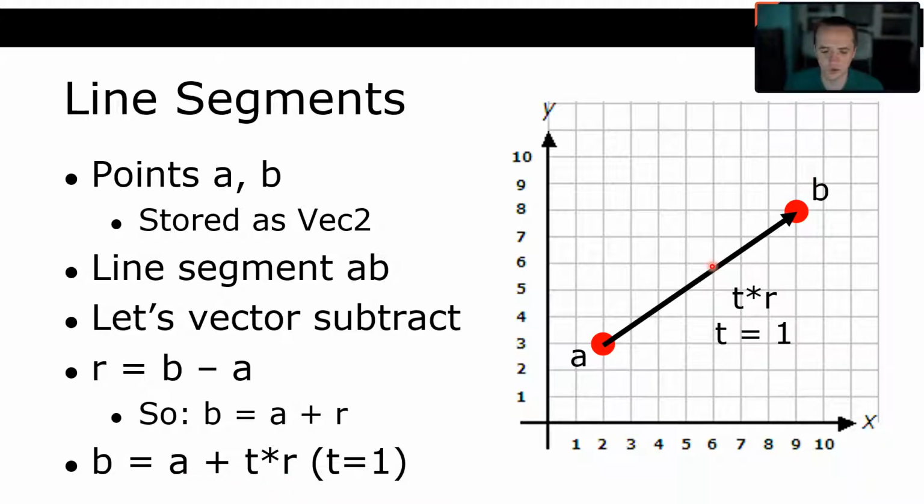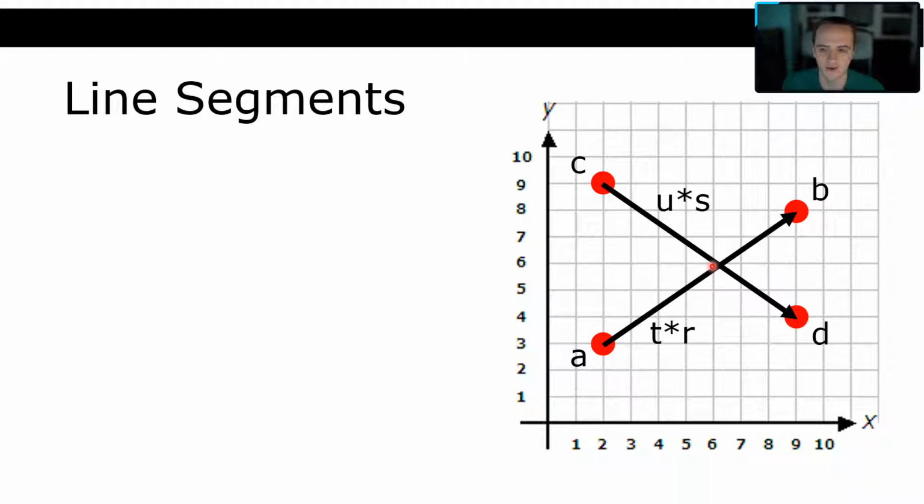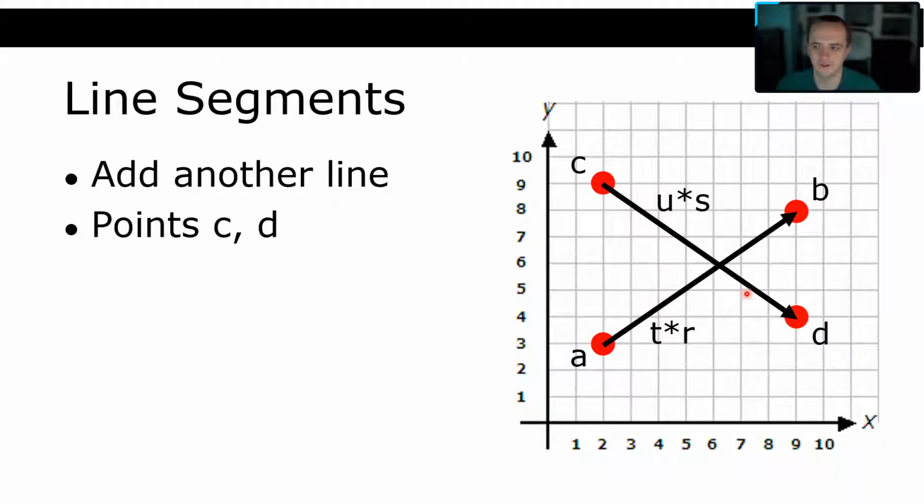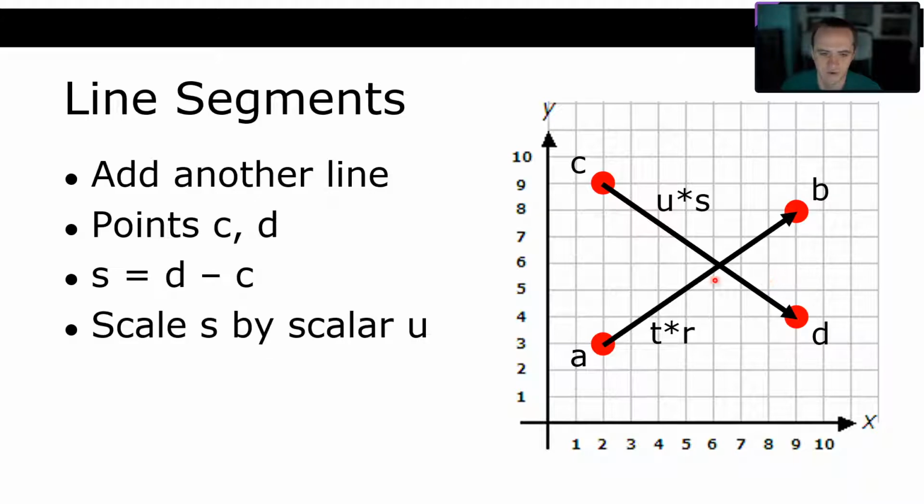Now we're going to do that thing again, just with two different points. So I don't have to go through all that math again, but we have a and b, and we have t times r, the vector from a to b being scaled by a scalar t. We also have points c and d, and here we have the vector s, and a scalar u which is going to be scaling that. So we add another line, points c and d. S is equal to d minus c, and we're going to scale s by a scalar value u.